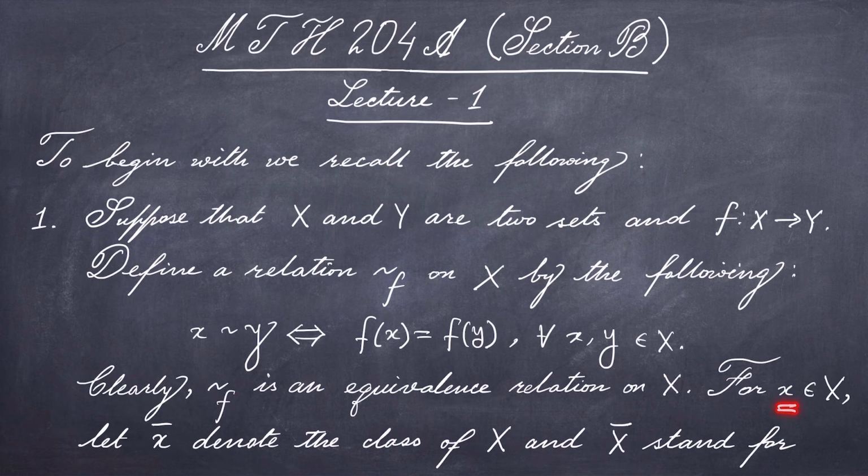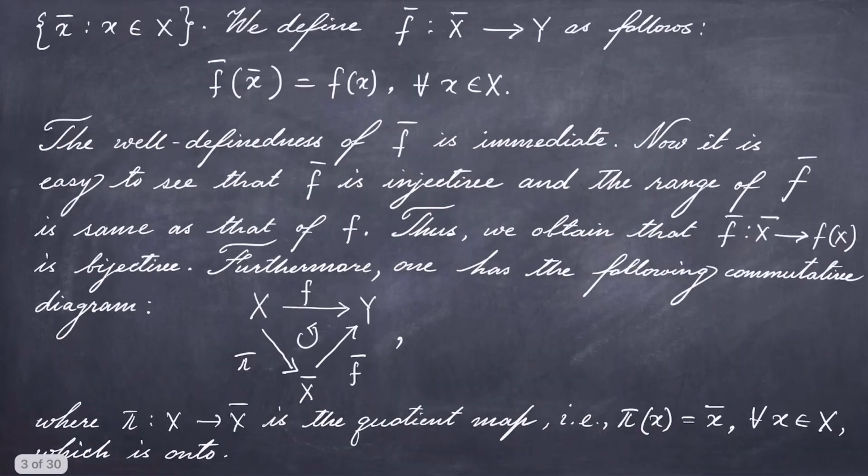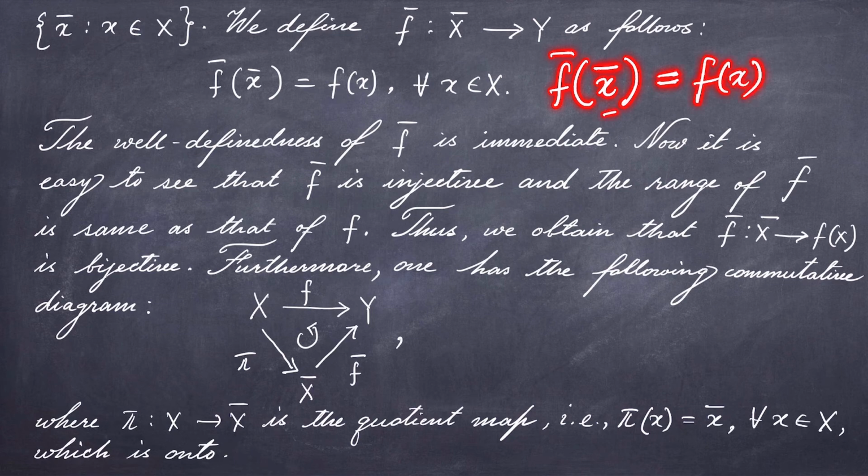For each small x in capital X, we denote the equivalence class of small x by x bar, and capital X bar stands for the set of all equivalence classes under this equivalence relation. Next, we define f bar from X bar to Y as follows. That is, we take a coset from X bar, so it looks like this, and then we map x bar to the image of x under f.